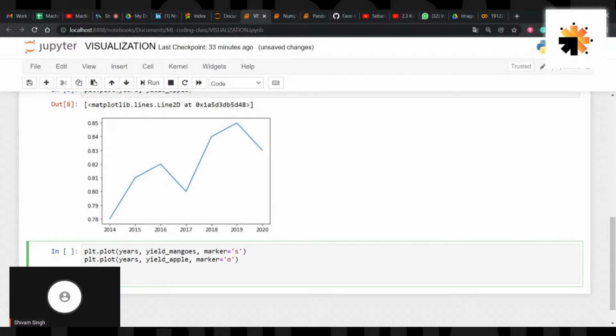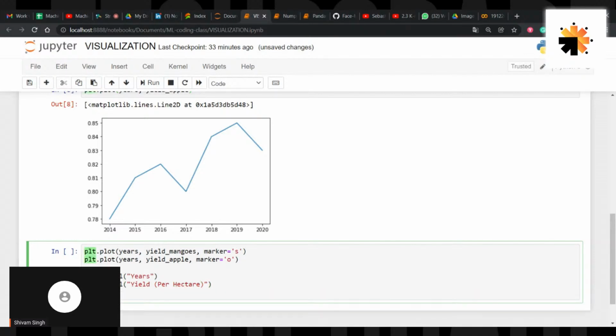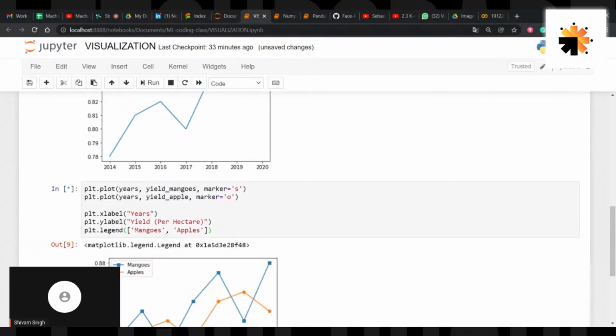So I can write x label over here. I can label it in years, then plt dot y label, and I can write yield per hectare, and then plt dot legend, and here I can write first is for mangoes, and then second is for apples. Now I can plot it.